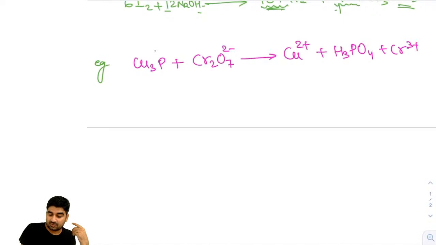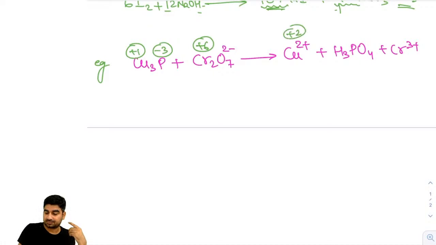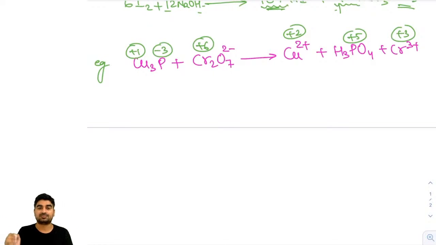So guys, here we have phosphorus minus 3, copper plus 1. This is plus 6, and here copper is plus 2. Here phosphorus is plus 5 and Cr is plus 3. So now you can solve. Cu is converting from plus 1 to plus 2, so oxidation of copper is taking place. And then phosphorus is going from minus 3 to plus 5.